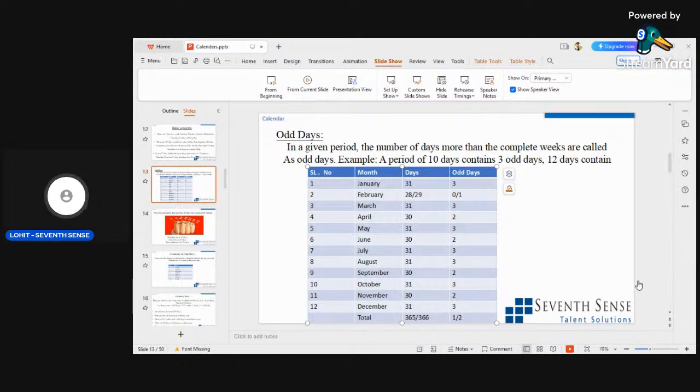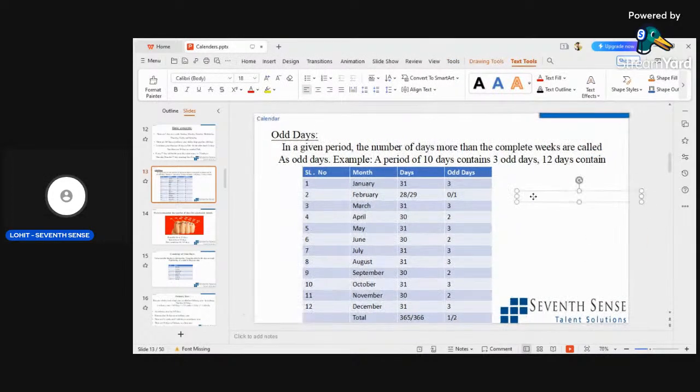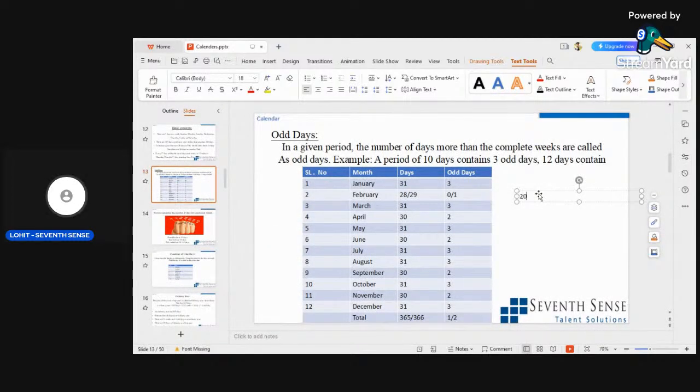Okay, I will just write it down here. Suppose I am writing 2024. If you divide this by 4 and the remainder is equal to 0, that means it is a leap year. Now 2022 divided by 4, the remainder is not equal to 0, that means it is not a leap year. I will write it down as not leap year. Here I will write it as leap year, right?